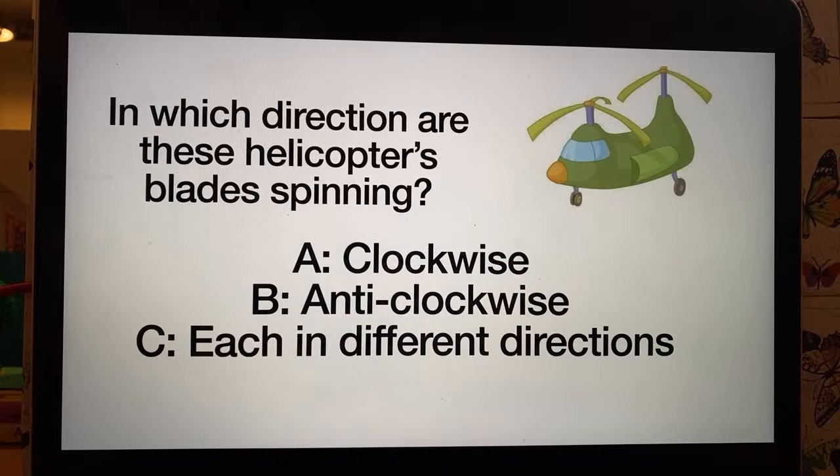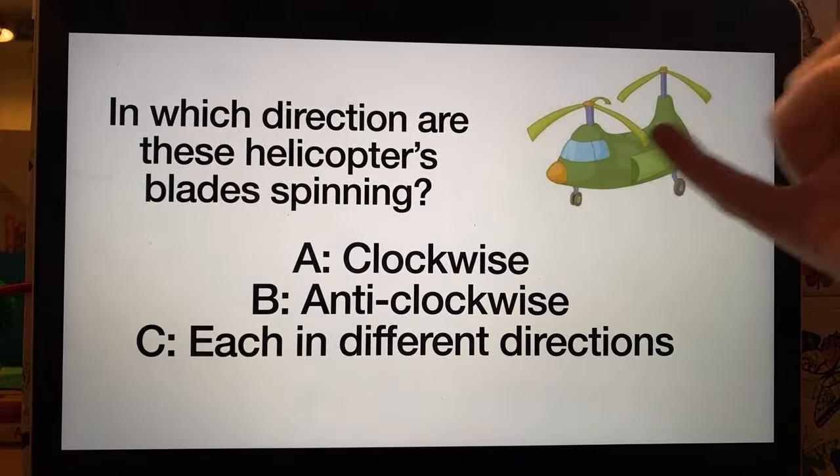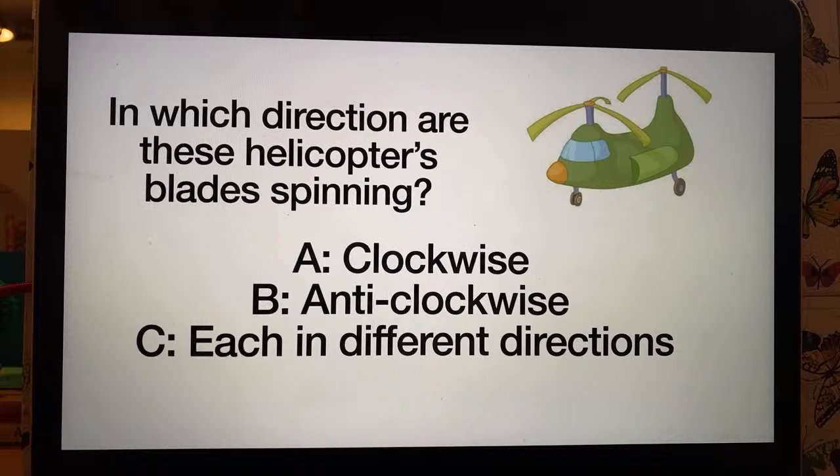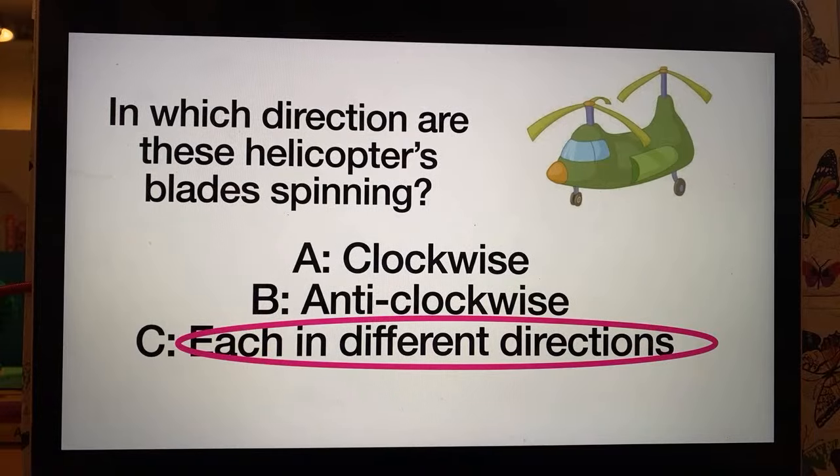Question two. Here you've got a toy Chinook helicopter. But in which direction are these helicopters' blades spinning? Is it A, clockwise, B, anti-clockwise, or C, they're each spinning in different directions? Five, four, three, two, one. The answer is they're each spinning in different directions to stabilise the helicopter.